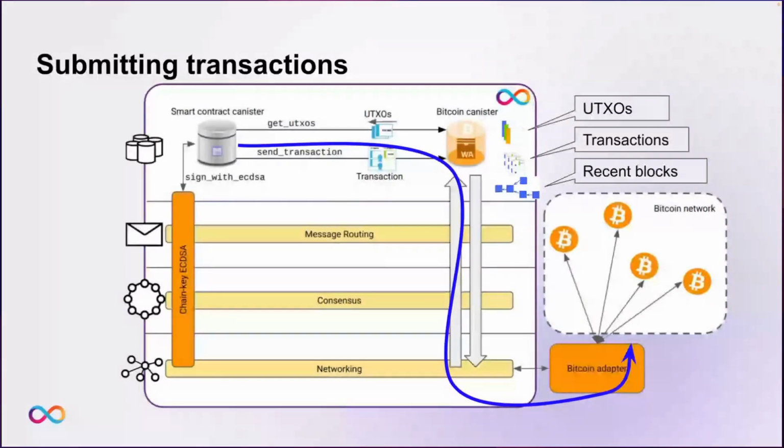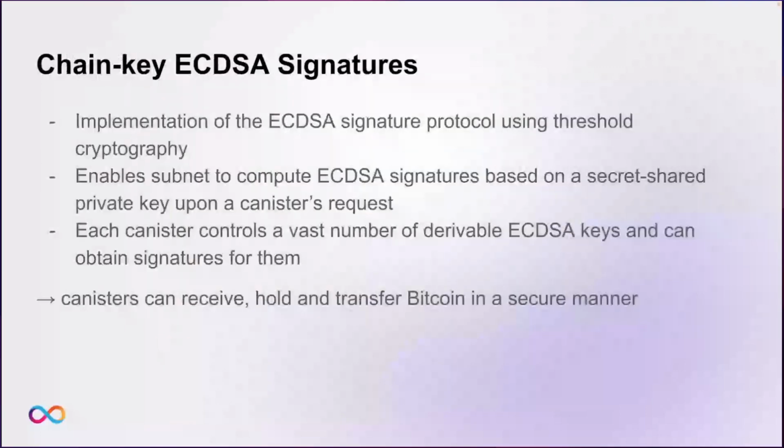So now we know how canisters can obtain the UTXOs or the balance for a given Bitcoin address, and also we know how they send transactions. But what's still missing is how they can actually hold BTC and securely sign transactions. And to understand how this works, we have to take a look at the second engineering novelty, a threshold ECDSA protocol suite called chain key ECDSA.